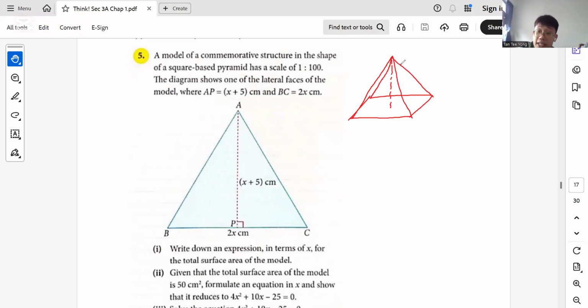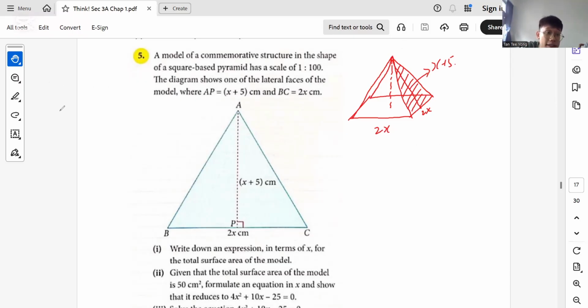Okay, so basically it's one of the triangles over here, and then it's a square base. Anyway, they were saying this is 2x. How do I know? Because they say square base pyramid, so that means the base area here is a square. And the slanted height of this is x plus 5.